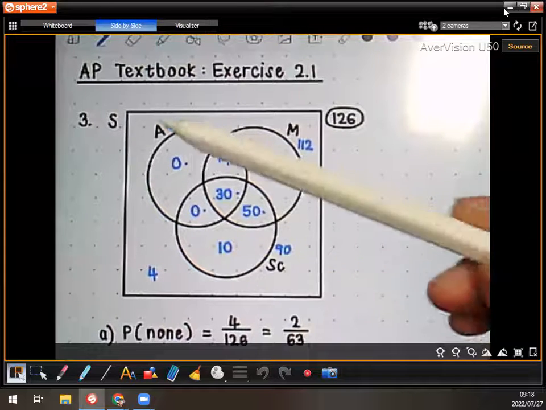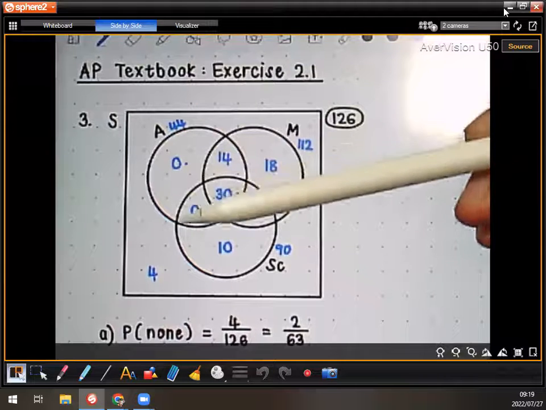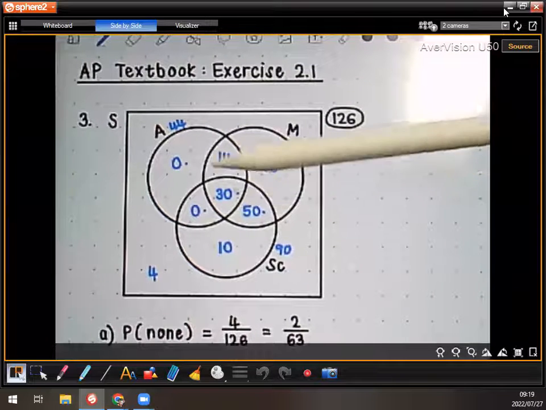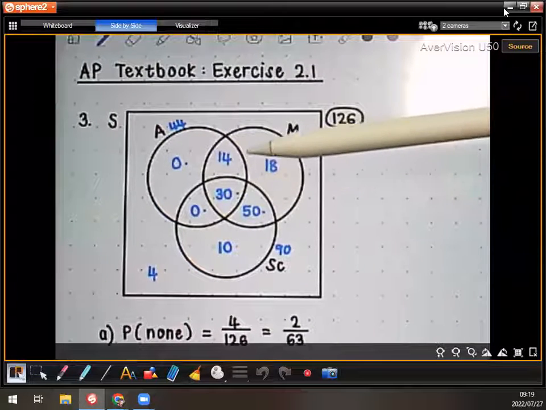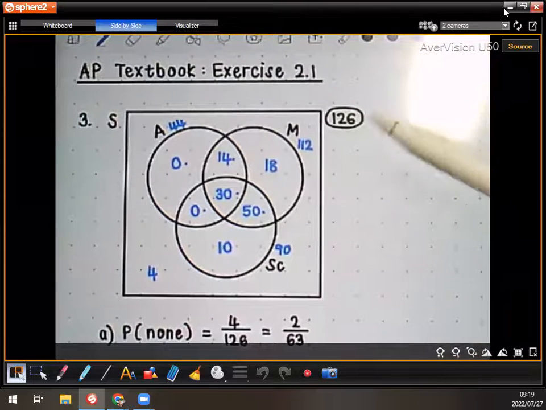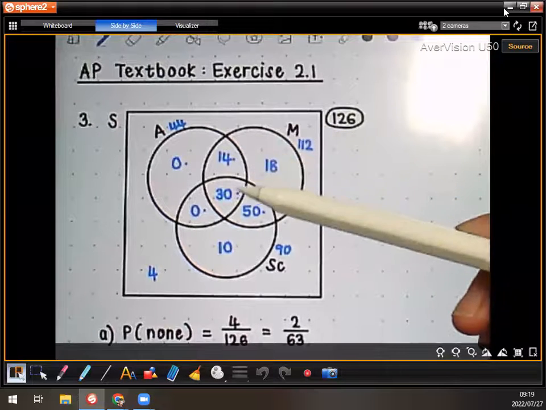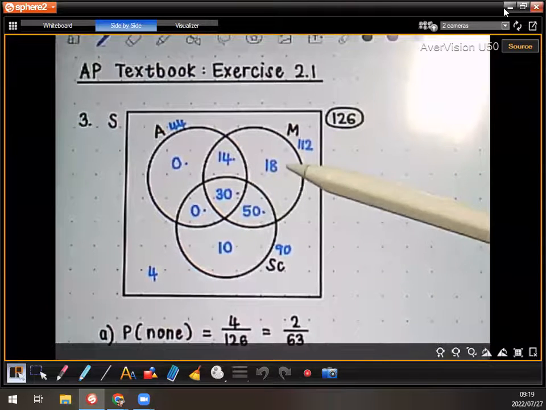So if we're looking at add maths, for example, 44 people do add maths. So if I have those 3 already, 44 minus 0 minus 0 minus 50 has to be 40. Yeah. So there you can get your 14. Then you can do the same thing for maths. So you know that the total is 112. So 112 minus 14 minus 50 minus 50 is 18.